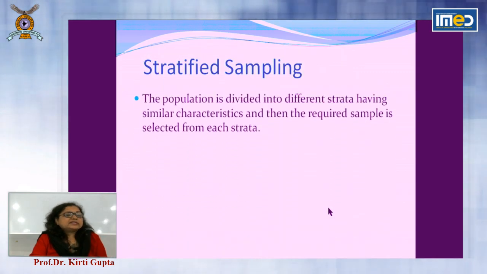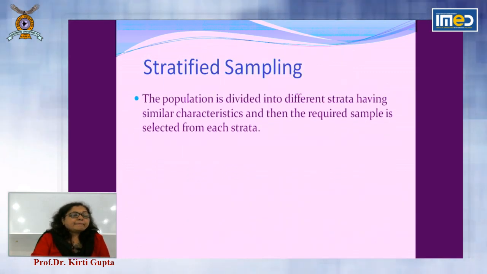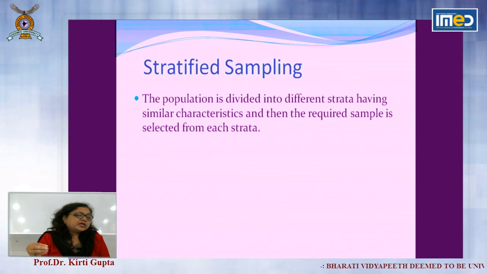Coming to the next, that is stratified sampling. What happens in stratified sampling? Suppose you look at your population and you try to select a sample and then they turn out to be people of the same type, which are not representative of the population. Then whatever you study, whatever inferences you make, will not be correct.